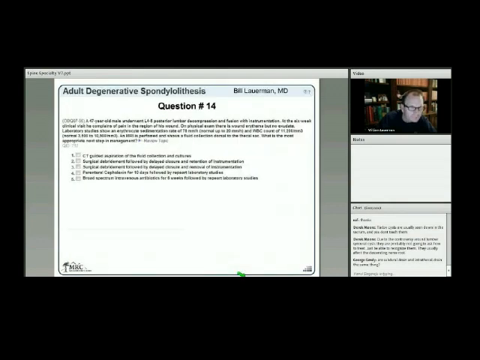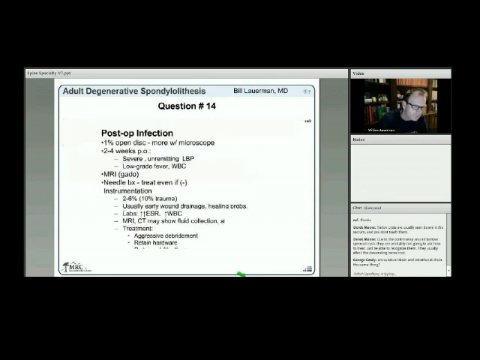Okay. A 47-year-old male underwent an L4-L5 posterior lumbar decompression and fusion with instrumentation. At the 6-week clinical visit, he complains of pain in the region of his wound. On physical exam, there is wound erythema but no exudate. Laboratories show an elevated sed rate, 78 millimeters per hour, a white count of 11.2 thousand. An MRI is performed and shows a fluid collection dorsal to the thecal sac. What is the most appropriate next step in management?